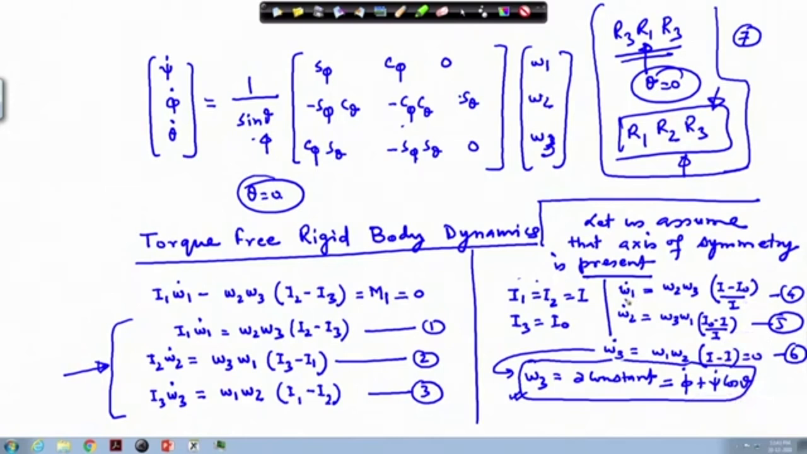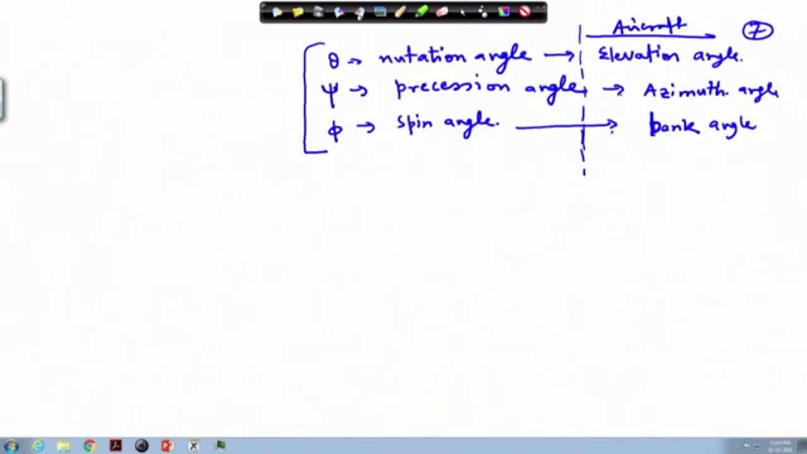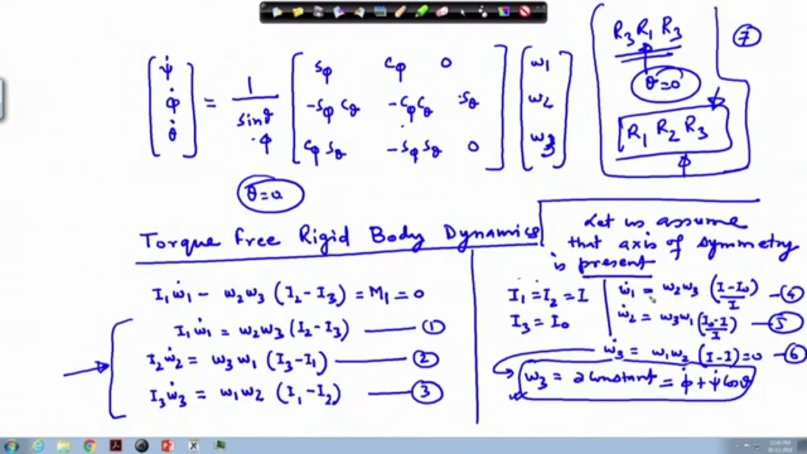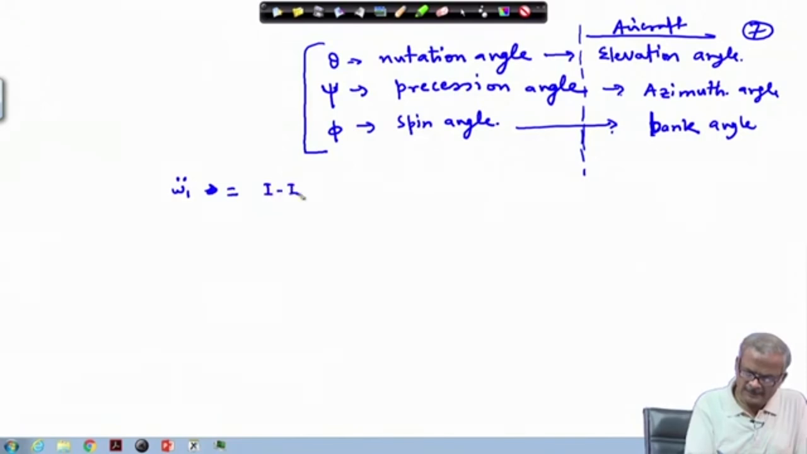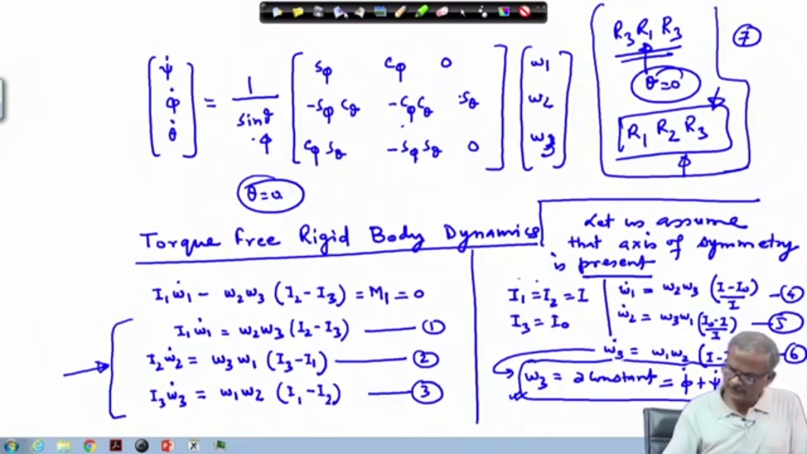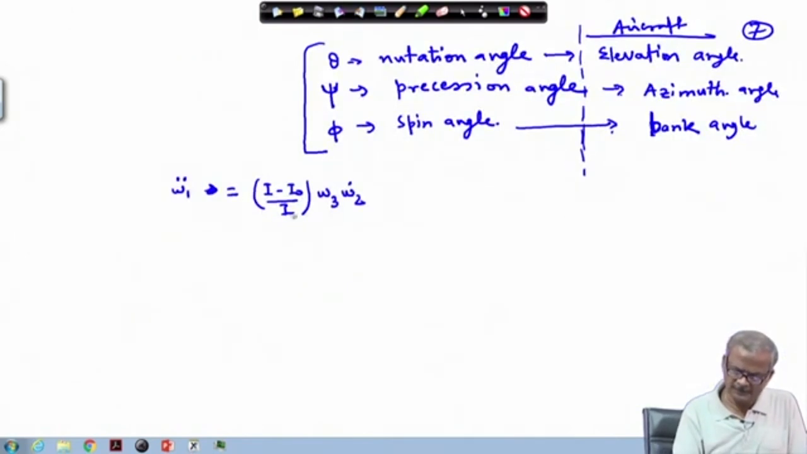If we differentiate this once, we will have omega 1 double dot equal to omega 2 omega 3. Remember, omega 3 is a constant, so it will not be differentiated; only this term will be there. So, it is I minus I 0 divided by I times omega 2 dot. Omega 3 is a constant, so it remains there, and this is omega 2 dot, with I minus I 0 divided by I.